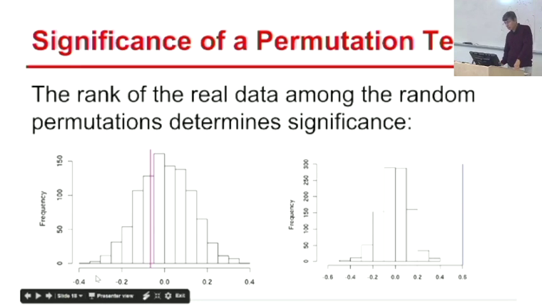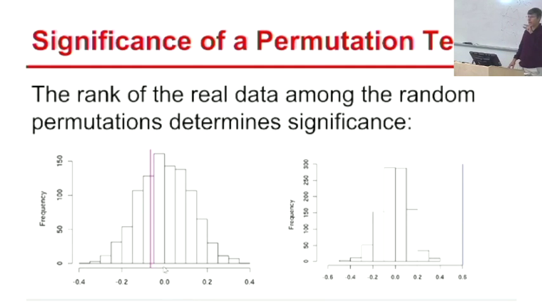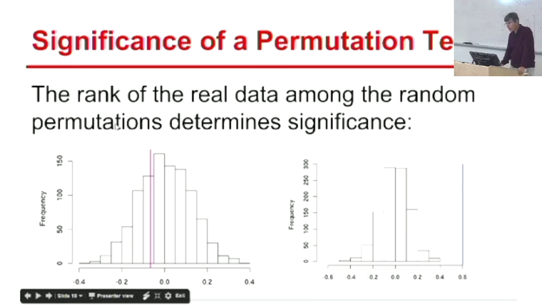So we get a distribution here. We can think of it as a histogram if we bucket it, or a sorted order if we didn't bucket it. For every one of those random permutations, we are going to get a statistic: height of simulated men minus height of simulated women. And we're then going to look where the real observed phenomenon sits in that distribution.